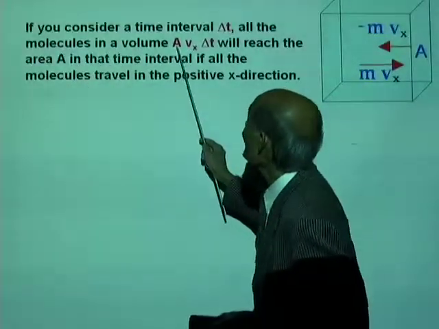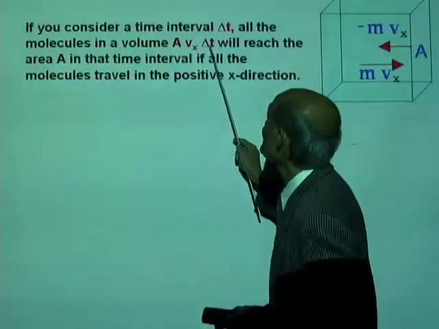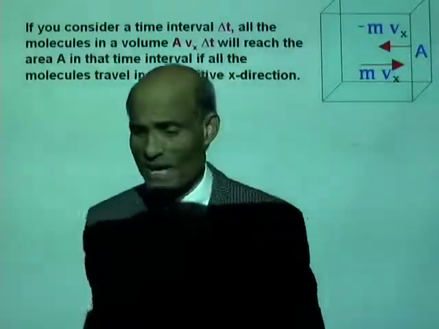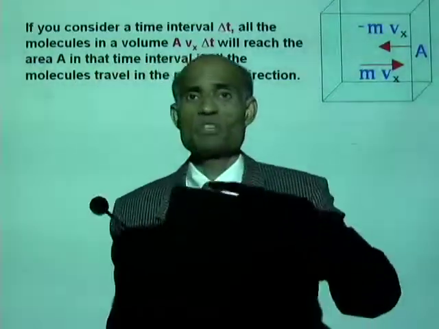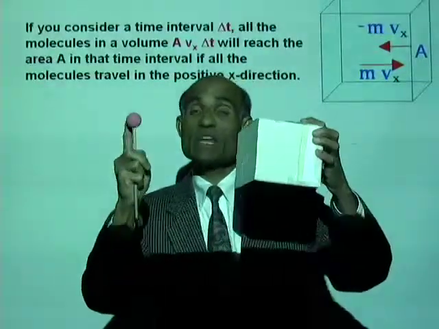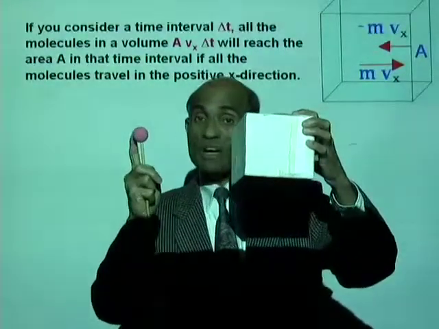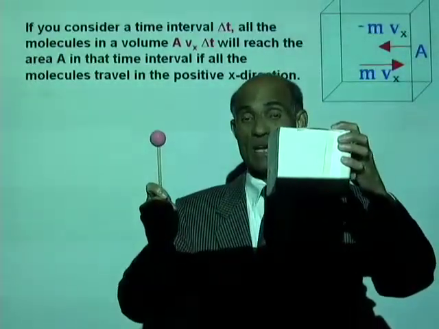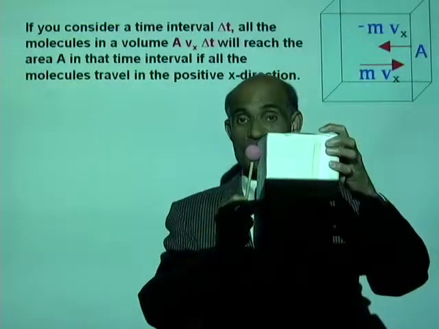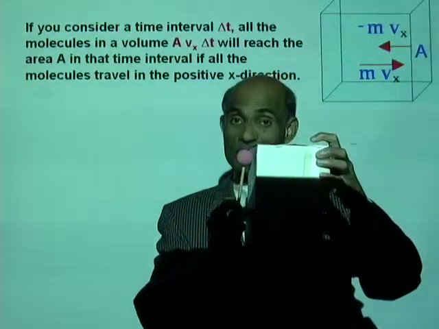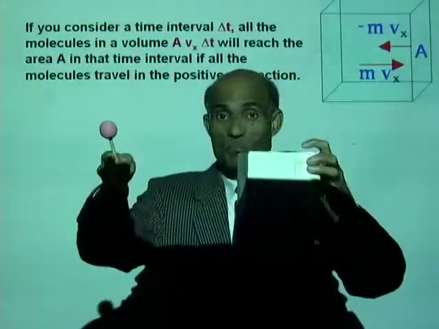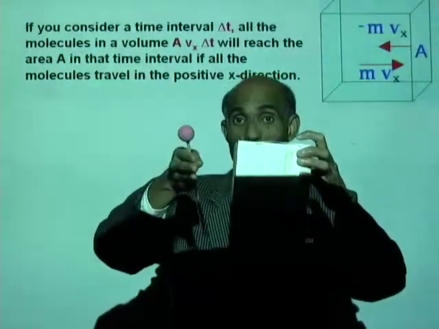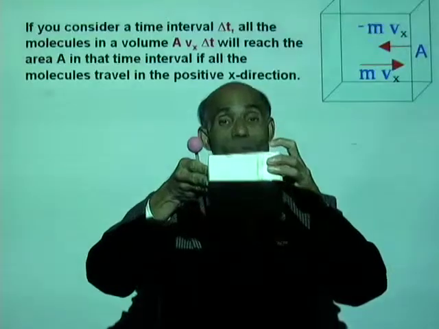All the molecules in a volume A Vx delta t will reach the area in that time. Do you understand that? You see, if this molecule has the velocity v, what does it mean? It means it will travel a distance v in 1 second. So from here, in 1 second, it will reach there. That means it travels the distance v. So if there are many molecules in this area, during that time, all those molecules would have reached the wall.